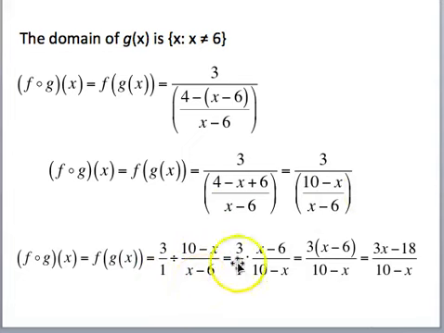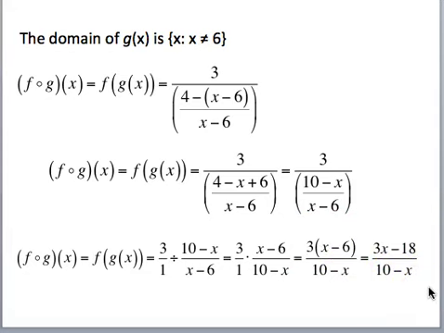How do we divide fractions? Multiply by the reciprocal. So times, flipping this, x minus 6 over 10 minus x. 3 times x minus 6 over 10 minus x. Distribute: 3x minus 18 over 10 minus x.